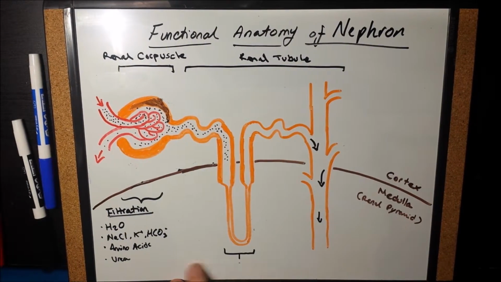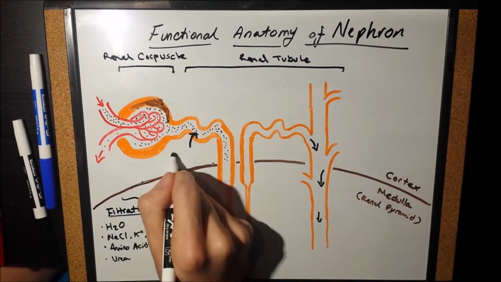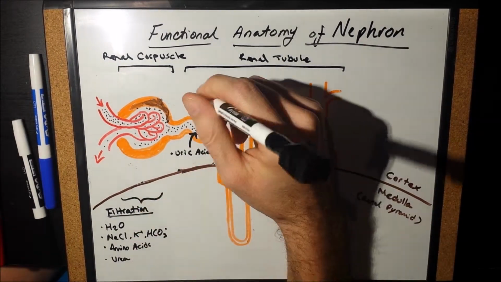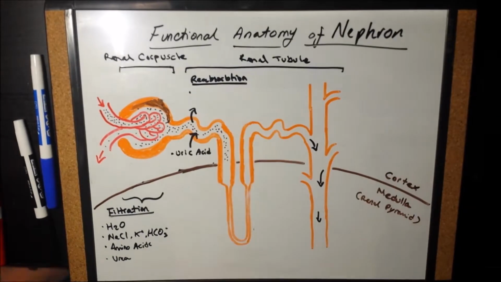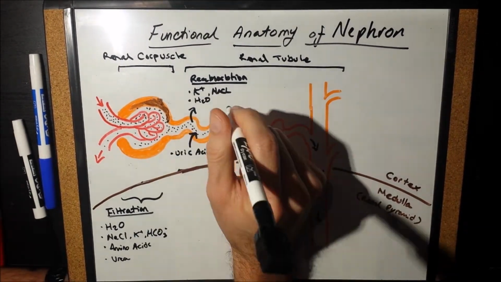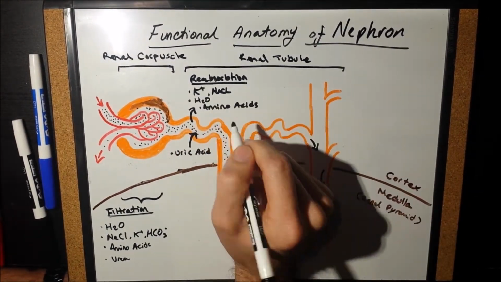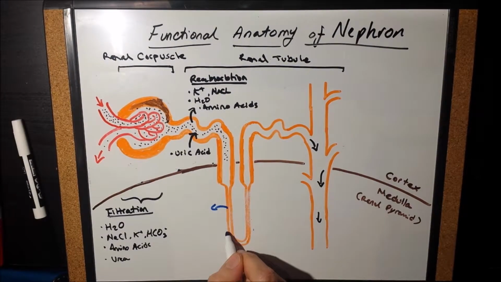As the filtrate passes through the proximal convoluted tubule, the surrounding blood vessels secrete uric acid, while also reabsorbing water, ions, and amino acids. The filtrate then moves on to the descending limb of the loop of Henle, where water leaves the tubule to be reabsorbed due to an osmotic concentration gradient. In the ascending limb, sodium and chloride ions also leave the tubule.